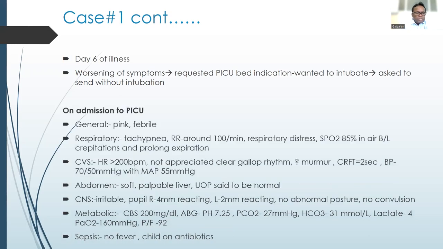On admission to PICU, our assessment is the child is pink and afebrile. Respiratory rate around 100 per minute, tachypnea with respiratory distress. Saturation 85 in air. Bilateral crepitations, prolonged expiration. Cardiovascular system, heart beats per minute, gallop rhythm not clearly appreciated. Murmur also not clear. Capillary filling 2 seconds. Blood pressure 70 by 50 with MAP 55. Abdomen.